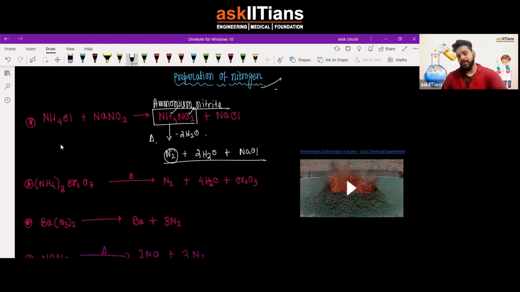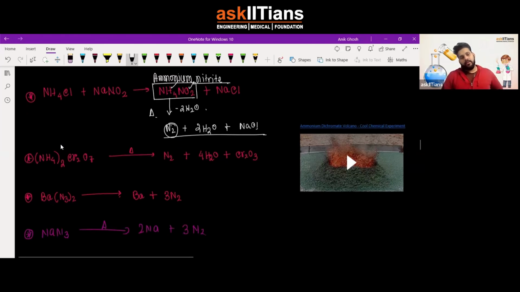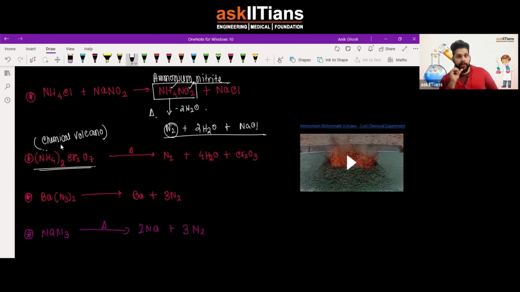Okay. The next method of preparation is very, very important. It's called the chemical volcano. Now, what happens over here? If you have ammonium dichromate and you heat it, you will get nitrogen gas, water, and chromic oxide, the green colored chromic oxide. For that, we are going to watch a small video over here for better understanding of this.